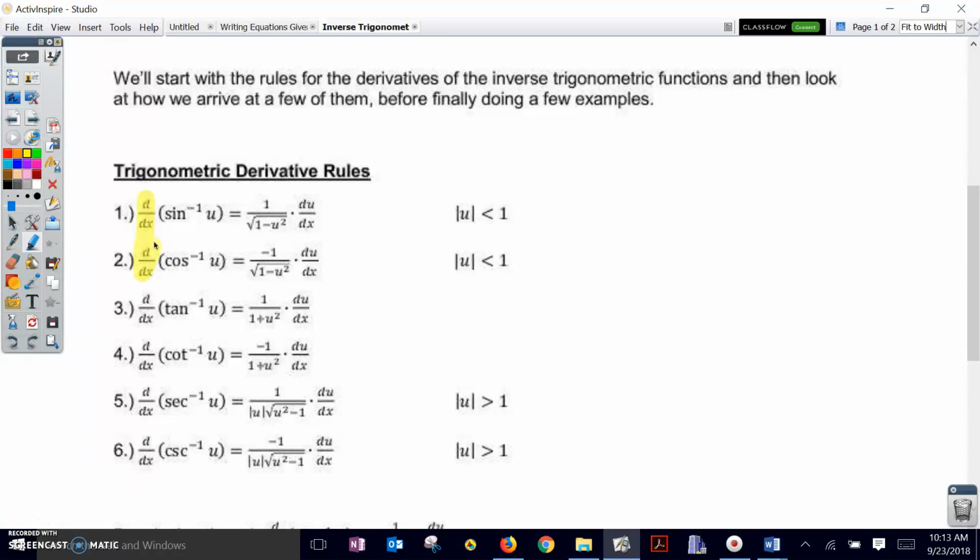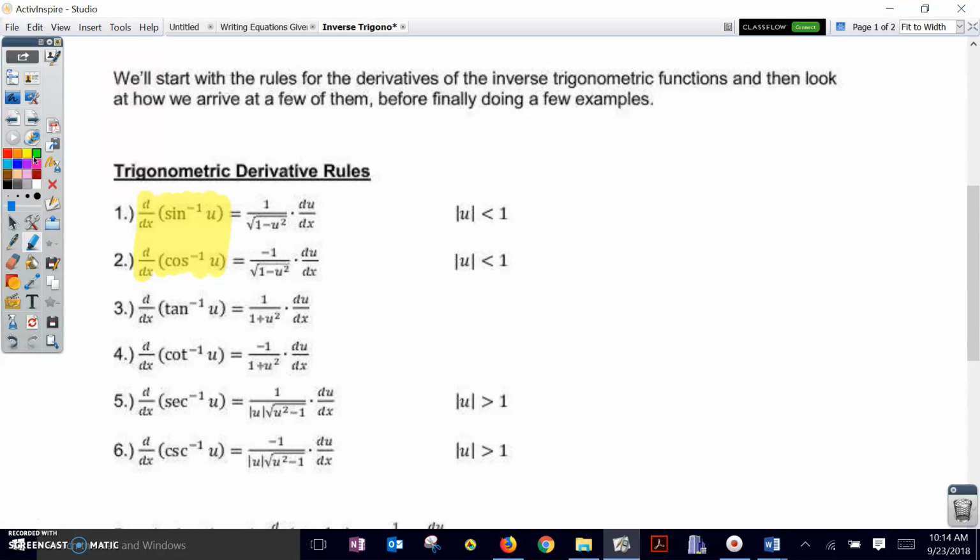Notice with the derivatives of arcsine and arccosine, the derivatives are identical. Their only difference is that the arccosine has a negative sign. The derivative of the arcsine is 1 over the square root of 1 minus u squared, and then the chain rule application. The derivative of the arccosine is just the opposite of that, negative 1 over the square root of 1 minus u squared.